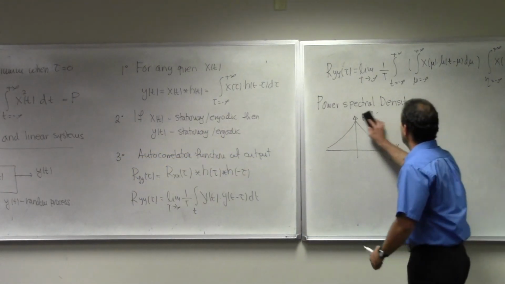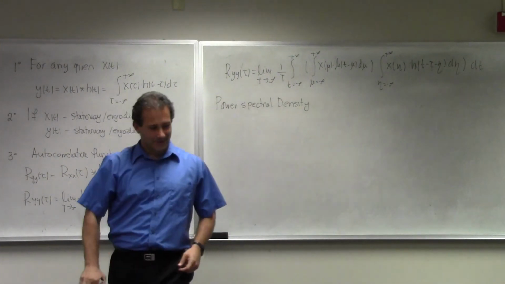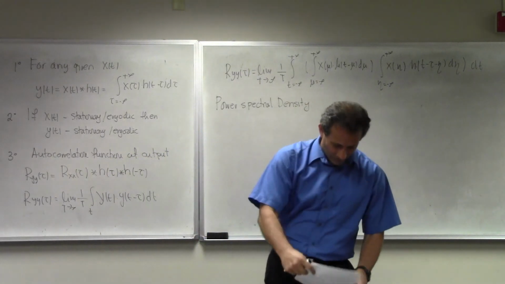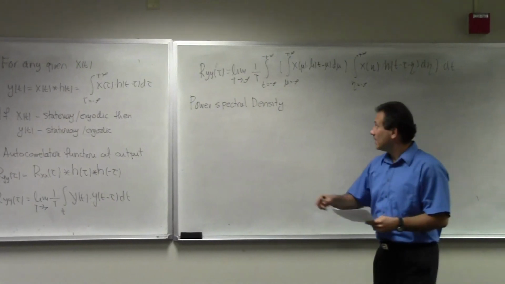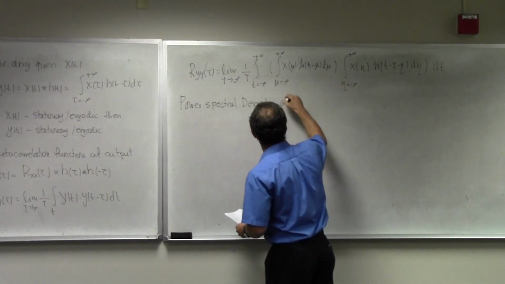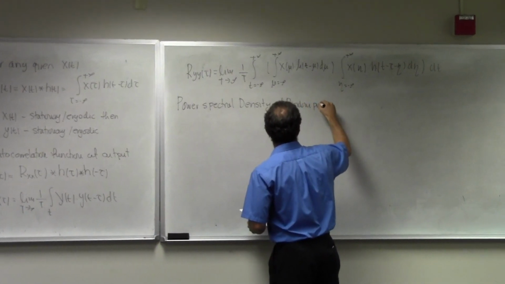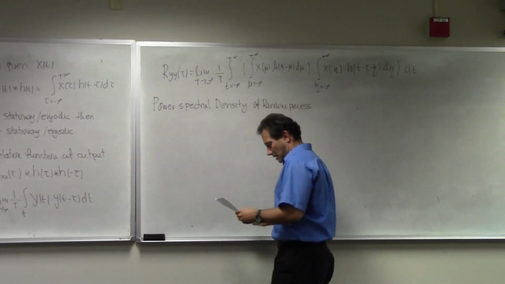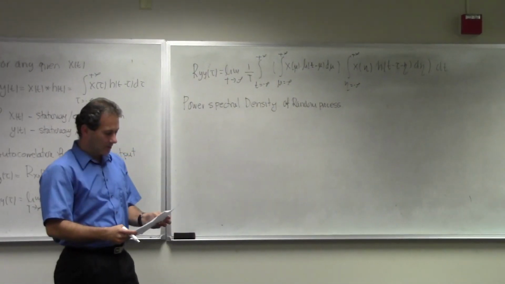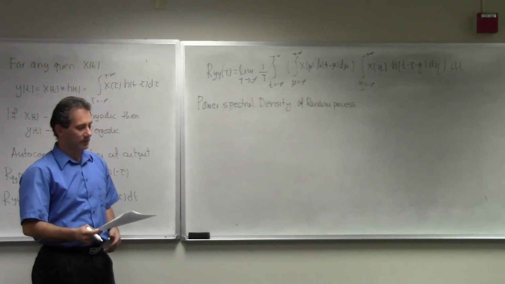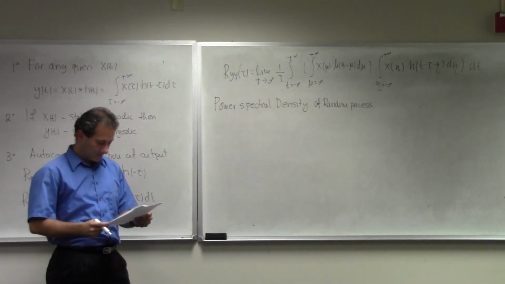All right, but let me define one more thing, and I promise this is the last one for today. So this is the power spectral density of random process. And I'm going to define this by what is called construction. I'm going to actually define it by a set of steps that will tell you how you might create one of these power spectral densities.